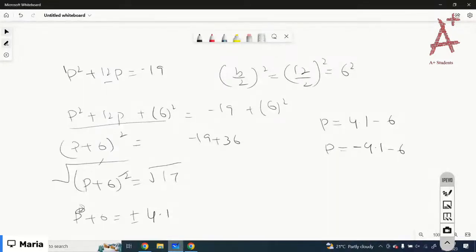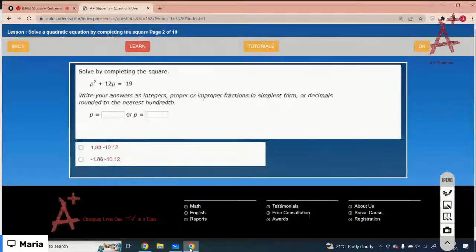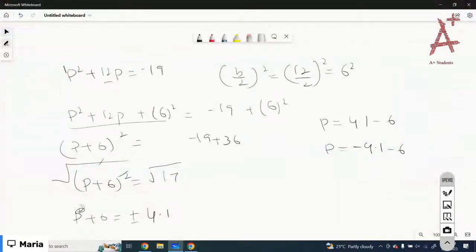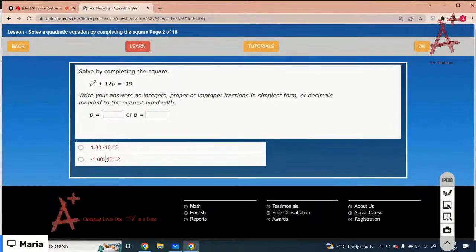So the values of p are: 4.1 minus 6 is negative 1.9, and negative 4.1 minus 6 is negative 10.1. Got it? So these are the two values for p. Both the values are negative. Got it?